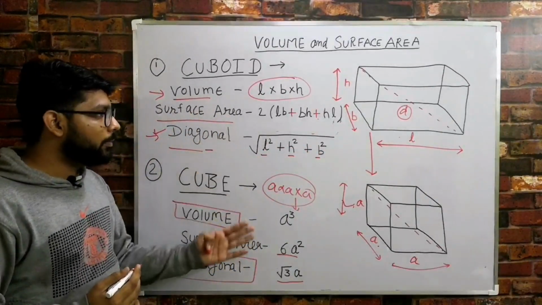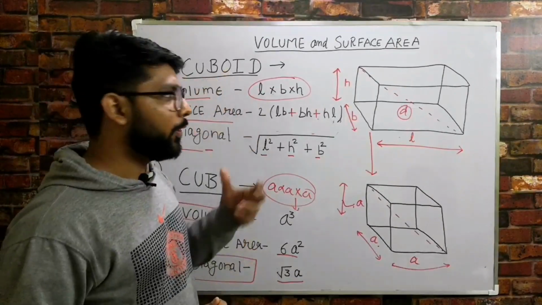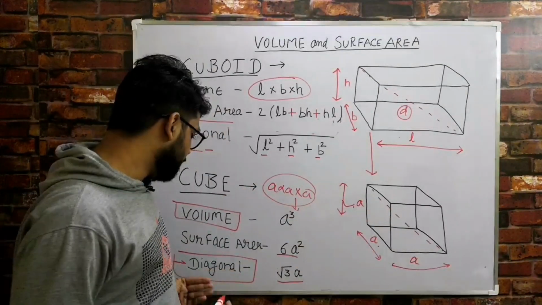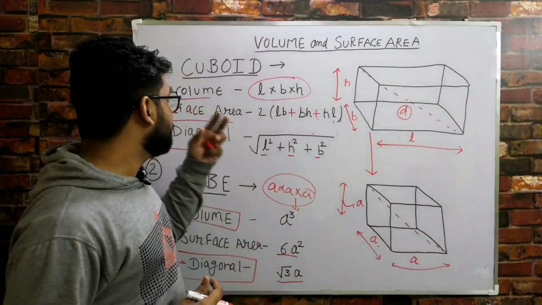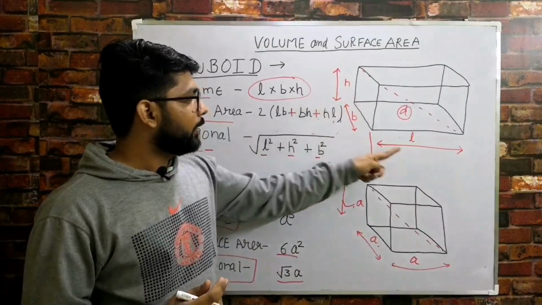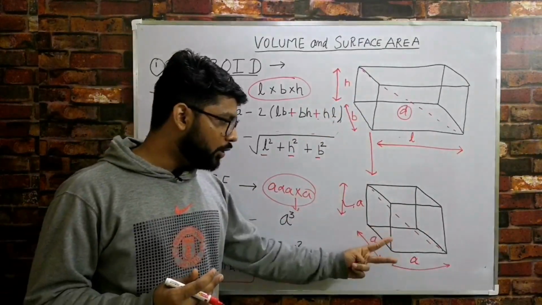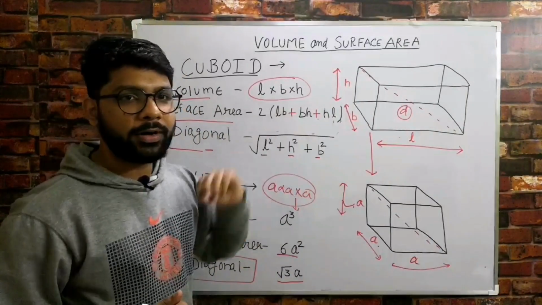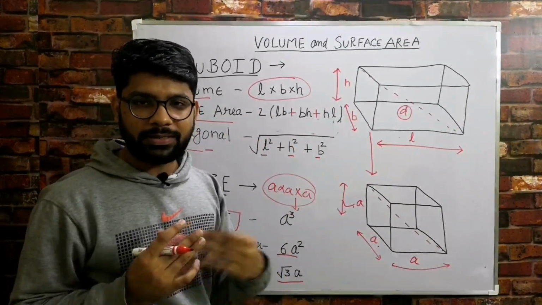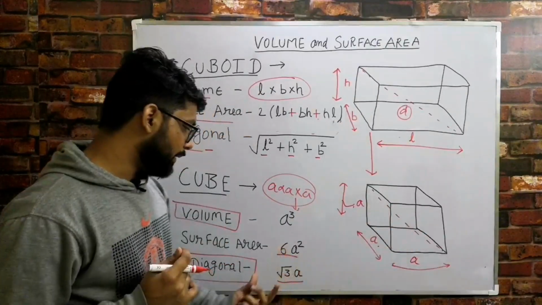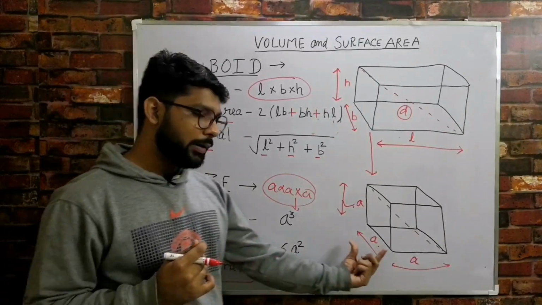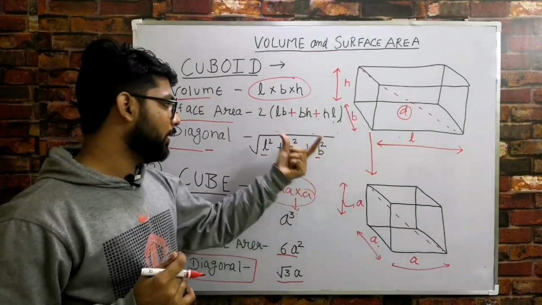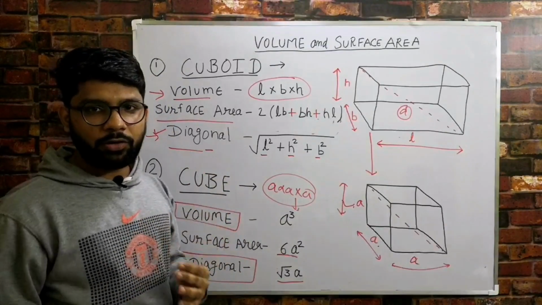Similarly, you have to remember all these formulas to calculate the area of the cuboid, volume of the cuboid, diagonal of the cuboid, and similarly the volume of the cube, area of the cube, and the diagonal of the cube. So let's again recall these formulas. The volume of the cuboid is length into breadth into height, we multiply all three. The volume of the cube is a into a into a, a cube. The surface area of a cuboid is 2 into lb plus bh plus hl. The area of a cube is 6a square. The diagonal of a cube is under the root 3a. The diagonal of a cuboid is l square plus h square plus b square under the root. By this method, you can solve each and every question of the cuboid and cube.